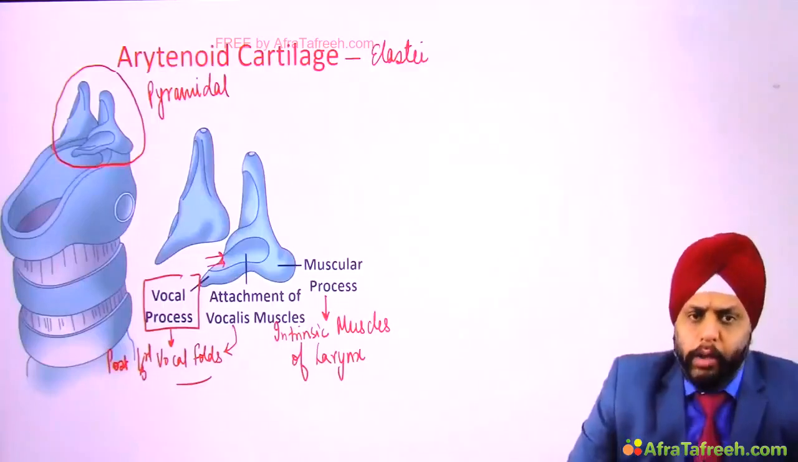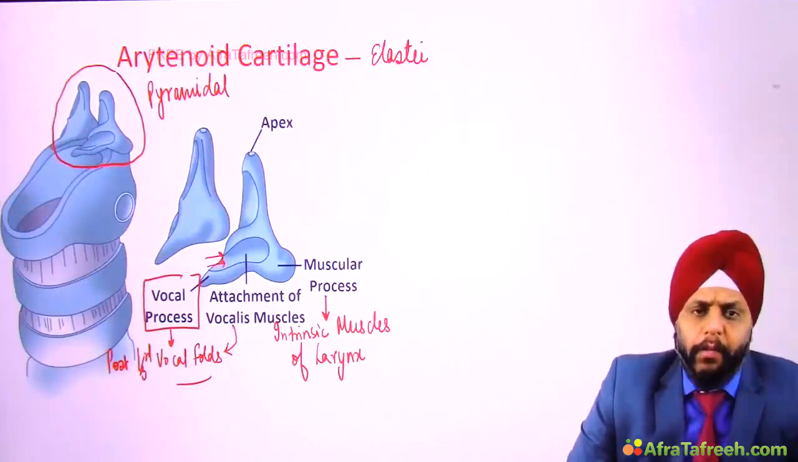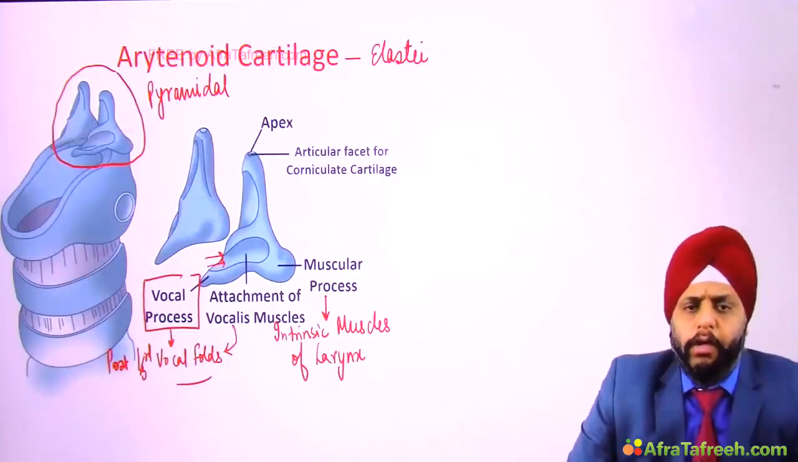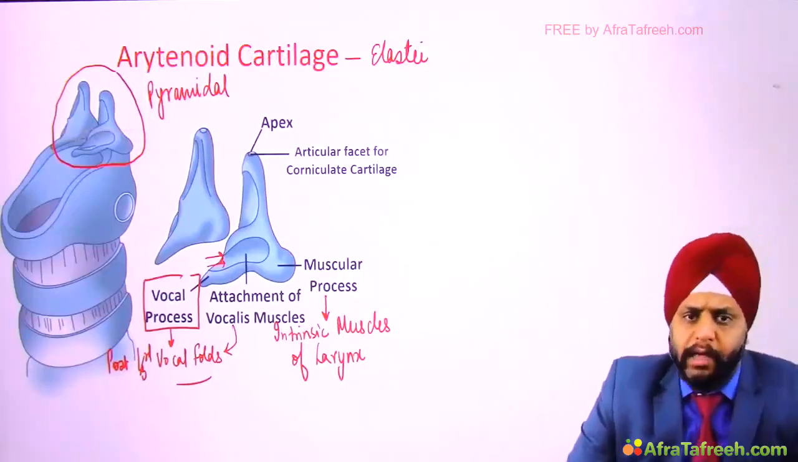Right? Now we can see the apex of the arytenoid cartilage. On this apex there is a facet for the attachment of the corniculate cartilage. Okay, so we can see this articular facet for attachment of the corniculate cartilage.